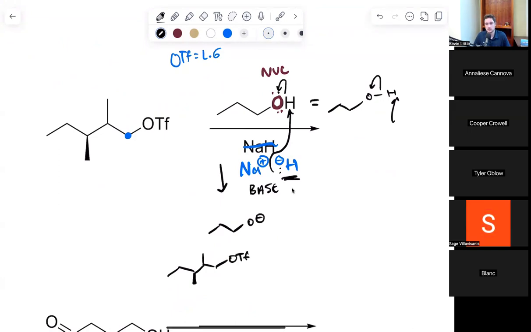Make sure these are discrete steps. The base takes the proton first, and then I redraw my products. Then nucleophile, attack electrophile, kick off leaving group, and I should end up with this.